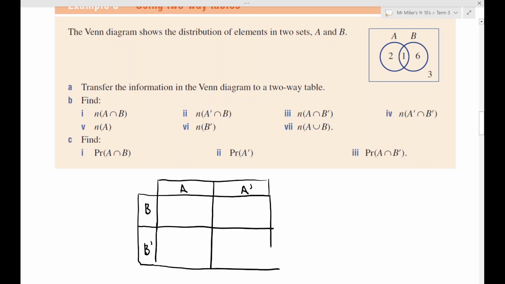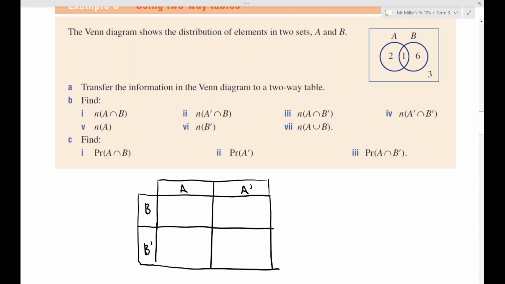And so when I close off my table, there's a cell or a slot for every possible outcome: A and B, B but not A, A but not B, and neither B nor A. Right? So there's a little bit of space for every bit of information that we find up in this Venn diagram. We can chuck it into this two-way table.